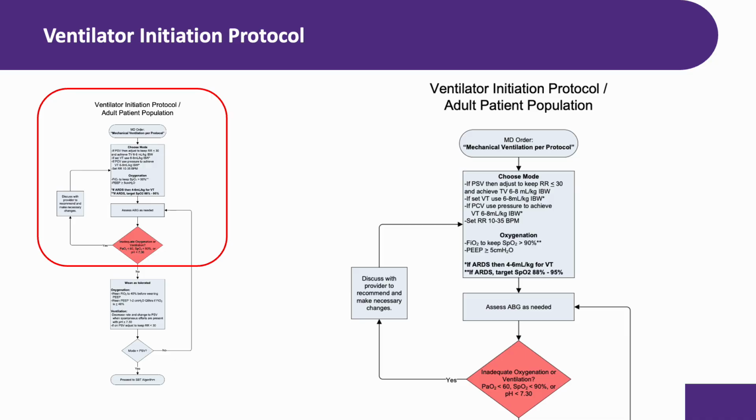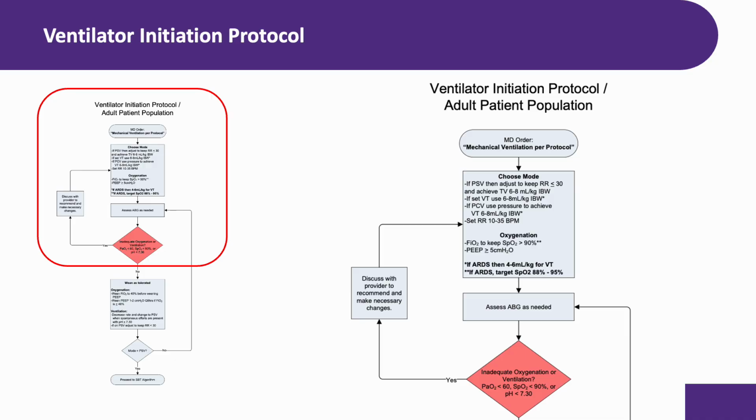Usually, when you dial in the right pressure support level to control the rate, the tidal volume will fall into an acceptable range naturally. But as a guide, try to keep the tidal volume in the 6 to 8 milliliters per kilogram of ideal body weight range. Now, if you're using a mode with a set tidal volume like volume control, or a pressure control mode like pressure control, or a dual control mode such as PRVC, your tidal volume target is 6 to 8 mLs per kilogram ideal body weight for most patients.